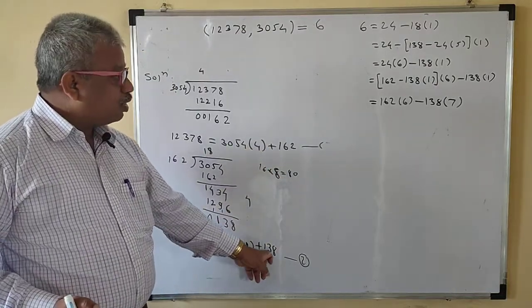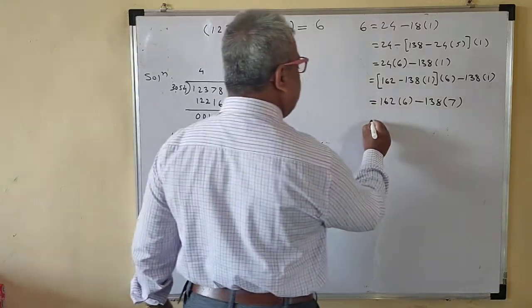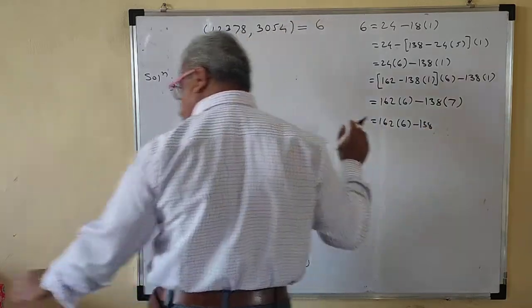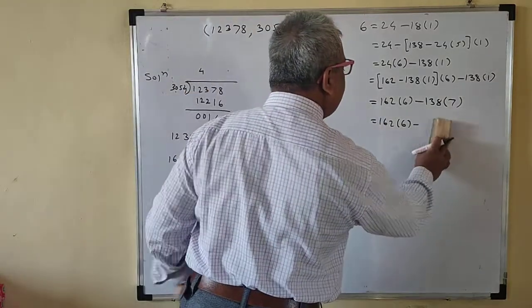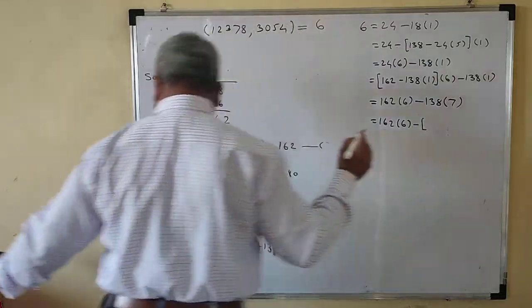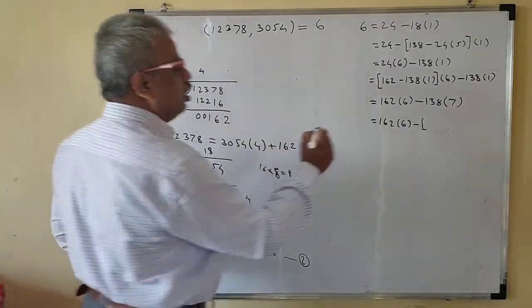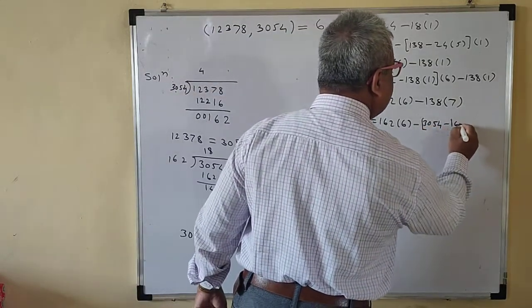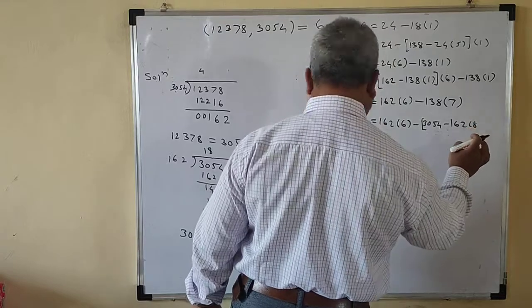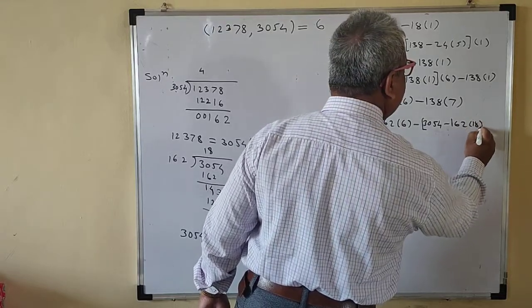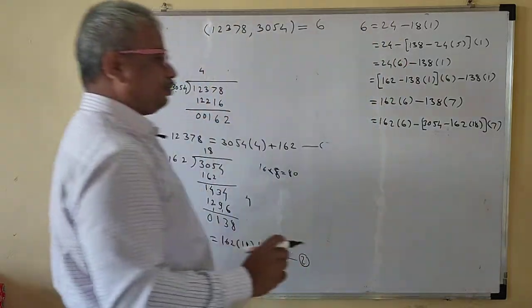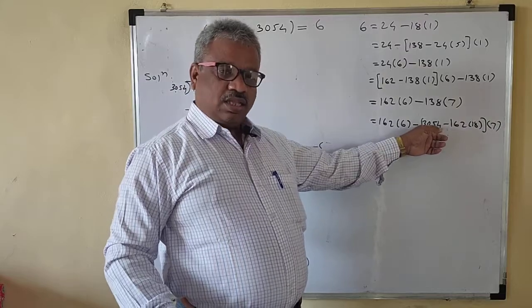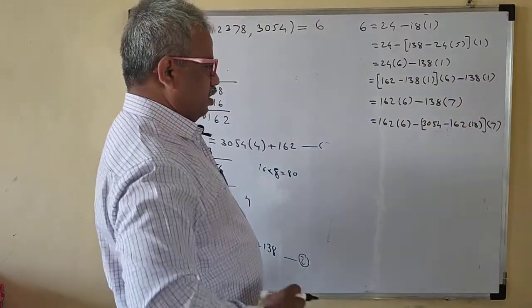So we'll put the value of 138 now. So 138, 162 into 6. We have to put the value of 138. So we'll put the value of 138 now. 138 is what? 3054 minus 162 into 18 into 18 into 7 into 7. Okay, so we'll collect 162 and 3054.